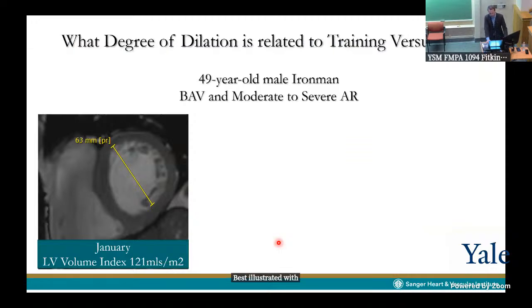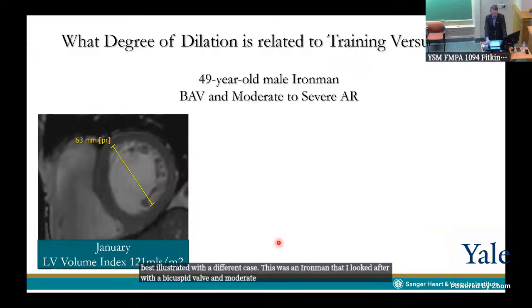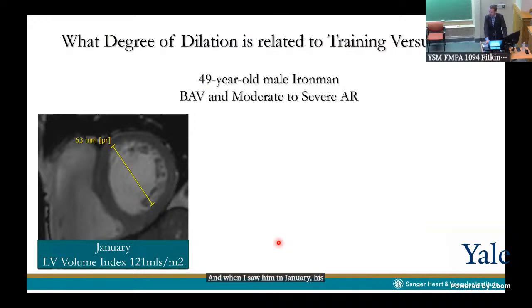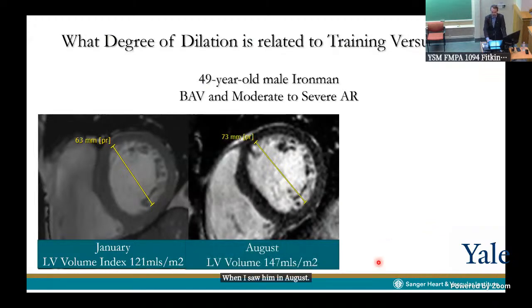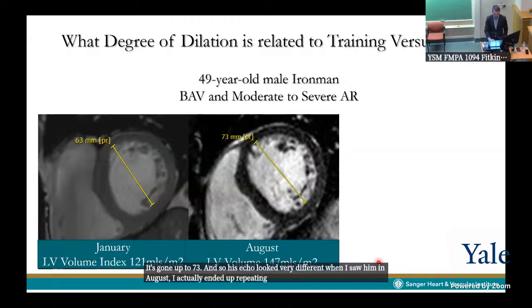This was an Ironman that I looked after with a bicuspid valve and moderate to severe aortic regurgitation. And when I saw him in January, his LV volume index was 121. His LV end diastolic dimension was 63. When I saw him in August, it's gone up to 73. And so his echo looked very different when I saw him in August. I actually ended up repeating the MRI, and the MRI showed that his LV is now 147.